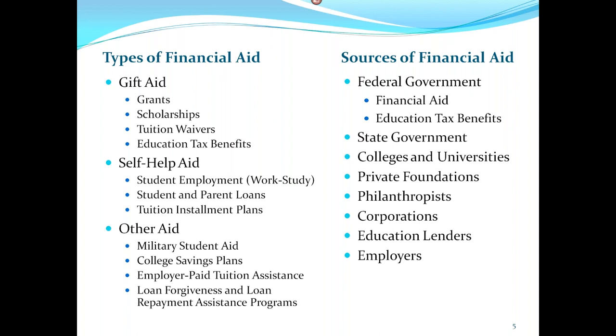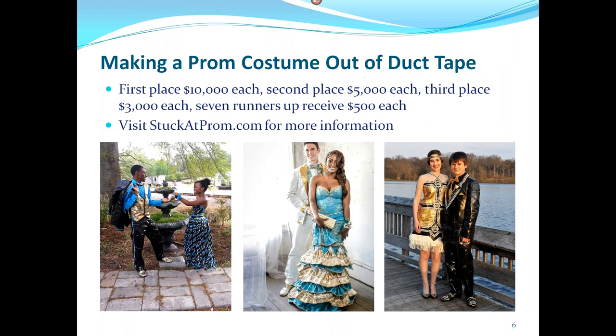Grants usually are based on financial need. Examples include the Federal Pell Grant, the Federal Supplemental Educational Opportunity Grant, and the TEACH Grant. Now, the TEACH Grant really isn't a grant so much as a forgivable loan. If you don't meet the service requirement, it's retroactively turned into a loan.